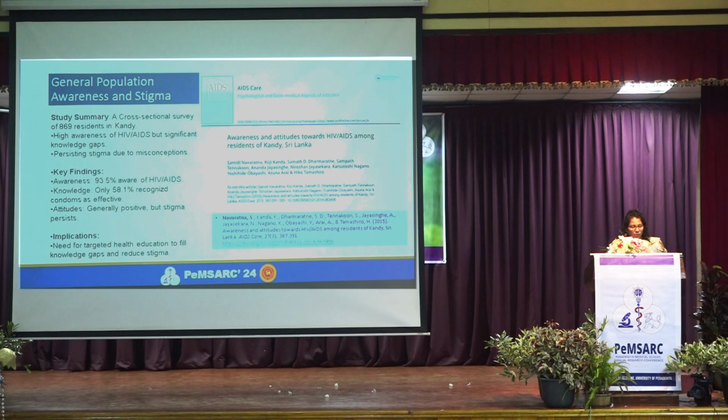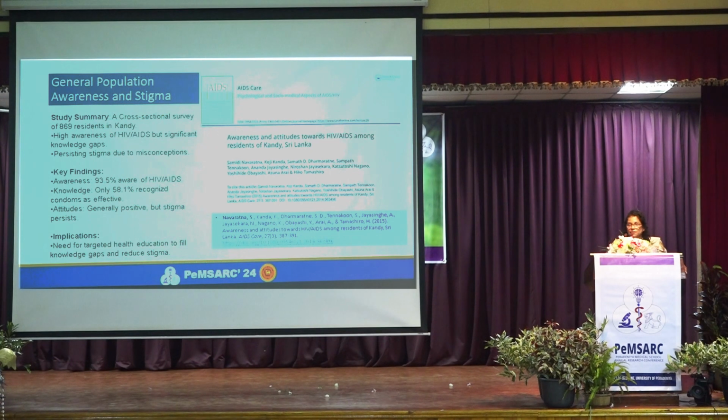For general population awareness and stigma, we did a cross-sectional survey among 869 residents in Kandy to find out the awareness of HIV and AIDS and understand the significant knowledge gaps. We also addressed the social problems that exist, stigma and misconceptions related to HIV and AIDS.